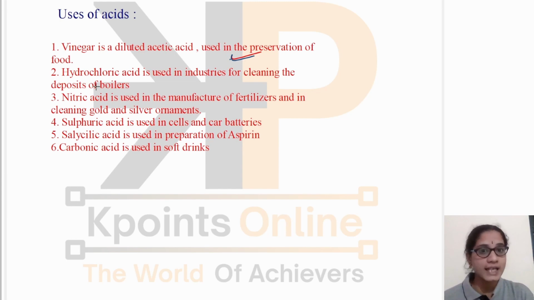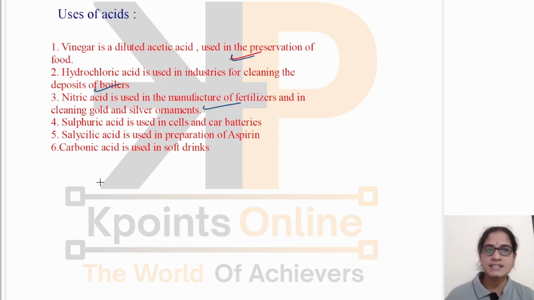Hydrochloric acid is used at the industrial level for cleaning the deposits of boilers. Suppose in the boilers there is a deposition of material as it is used for a longer duration of time, then in order to clean it, we can wash it with hydrochloric acid. It is also used in the cleansing of sinks. Then nitric acid is used in the manufacture of fertilizers and in cleaning gold and silver ornaments.